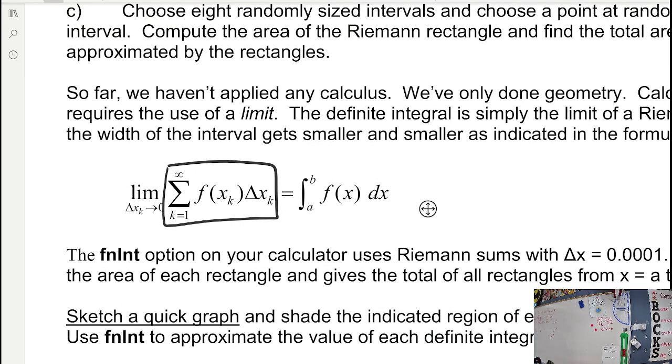If you do this for infinite rectangles, you will get the area underneath the curve. And the symbol that we use, instead of writing this all down, we call it the integral. That's what the integral is. The integral is that thing that I want you to help calculate.